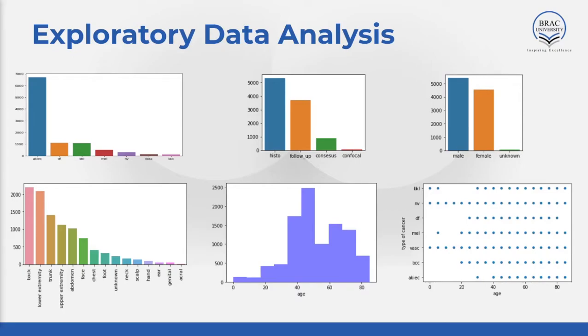The fifth graph shows us the age groups that are mostly affected by skin growths. We can clearly see that the age range of 35 to 50 is the group that is most affected by skin growth. From the sixth graph, we can see the distribution of type of cancer against the distribution of age. And from that, we can see that NV and VASC are the two types of skin growth that affect all age groups.